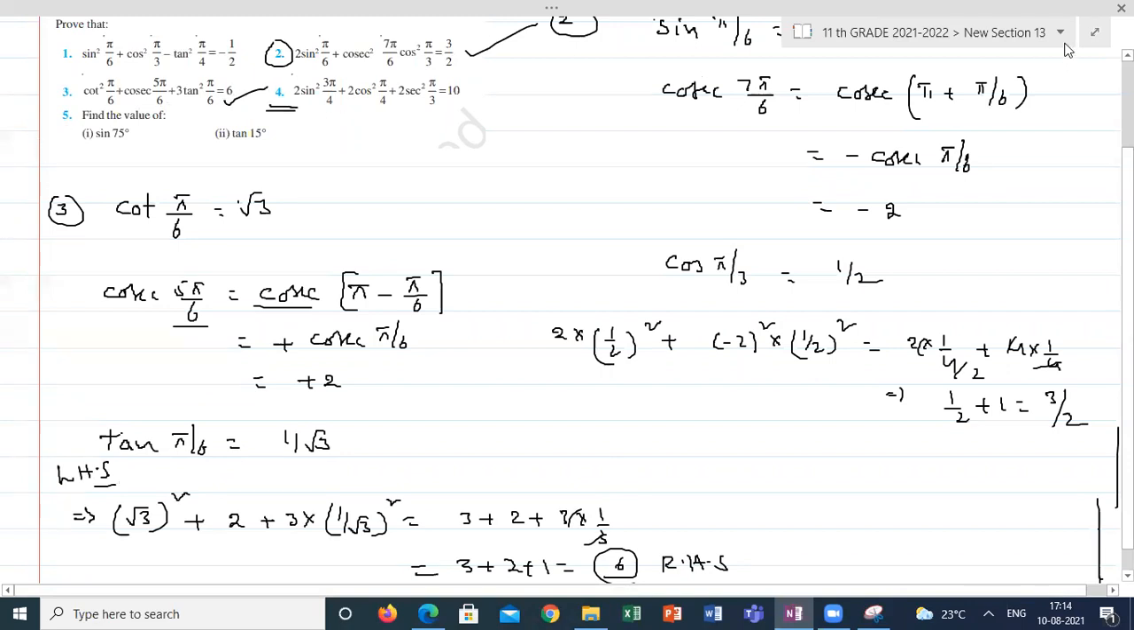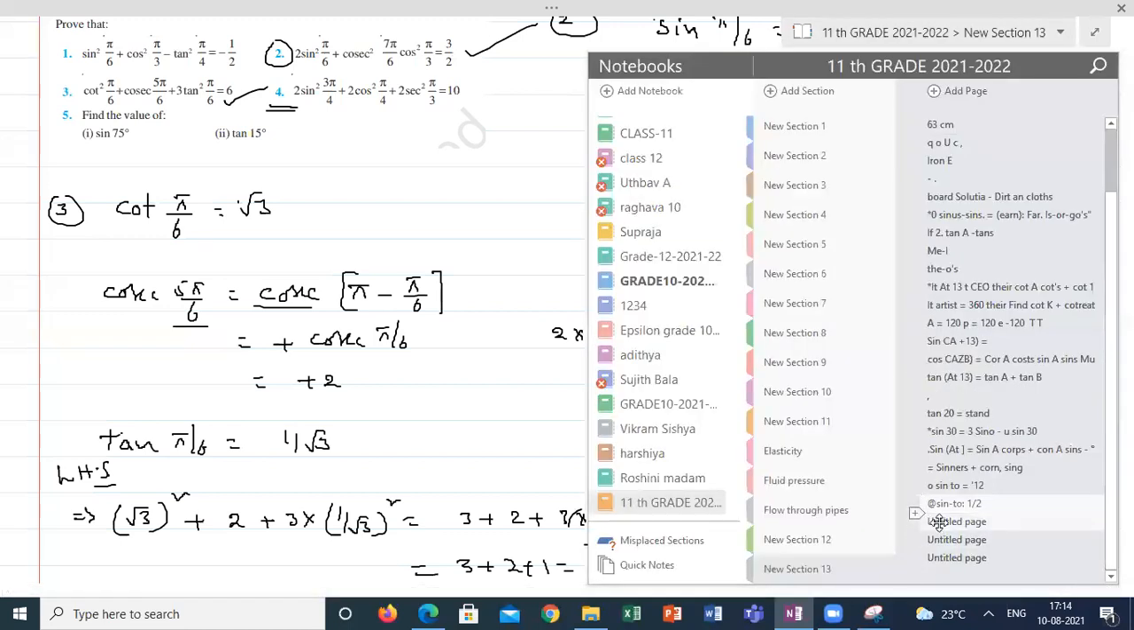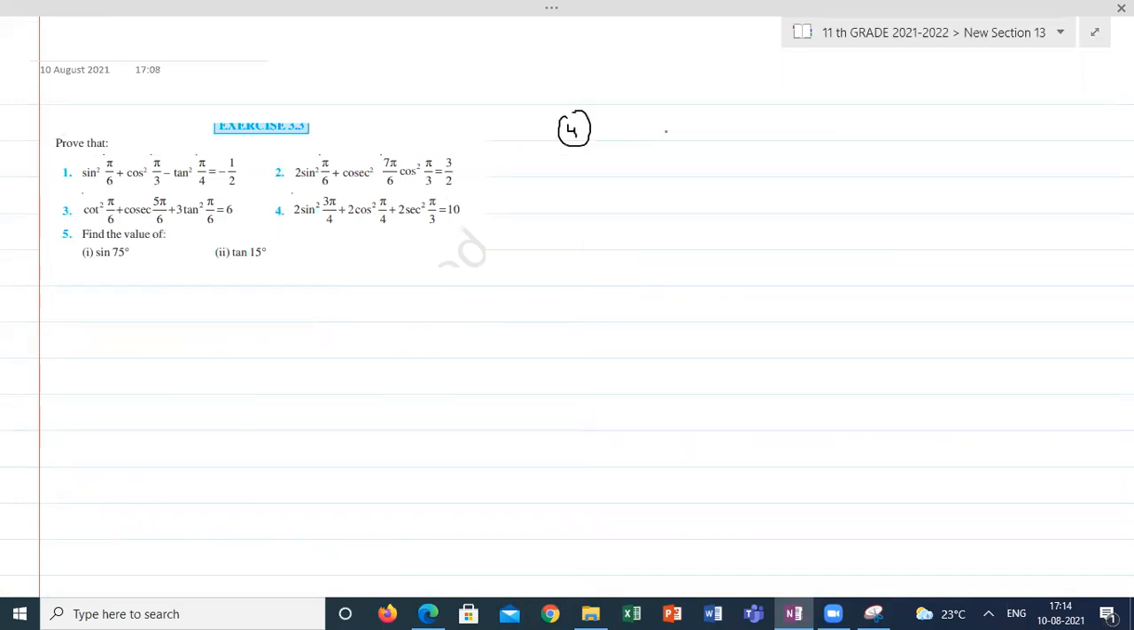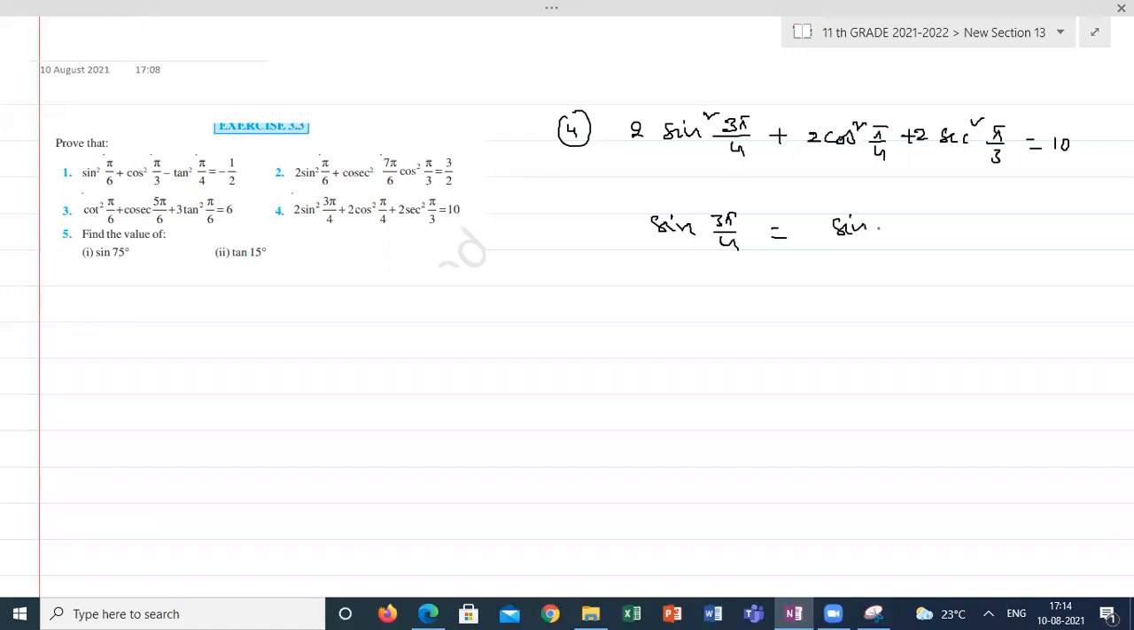Same as the fourth question also. The fourth question is 2 sine square 3 pi by 4, plus 2 cos square pi by 4, plus 2 secant square pi by 3 is equal to 10. So sine 3 pi by 4. What is the value of sine 3 pi by 4, guys? Sine of pi minus pi by 4.